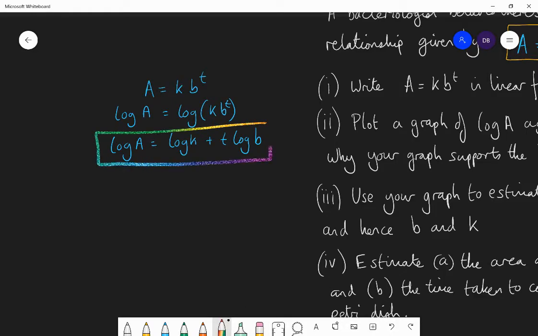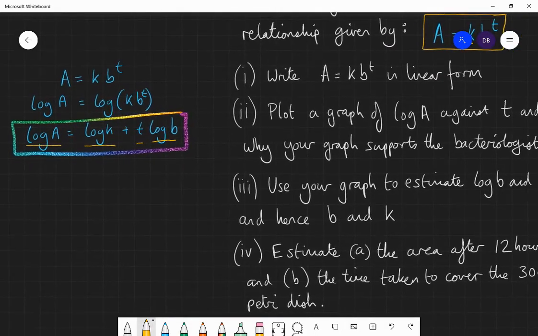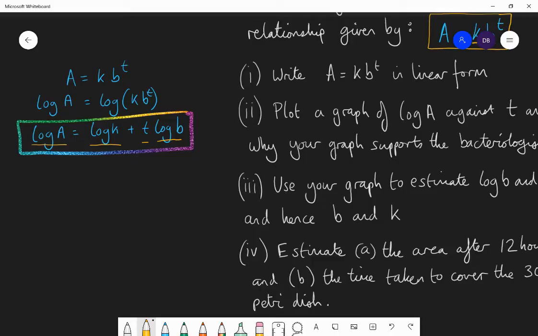So this is of the form y equals mx plus c, where the y is log A, so that will be our y-axis. The c is log k. We don't know what k is, but it's a constant, so log k will be just some number. T will be our x-axis, and log b will be the gradient of our graph. So now we're going to plot a graph of log A against T using the data we've got. And we're going to show why the graph supports the bacteriologist's belief.